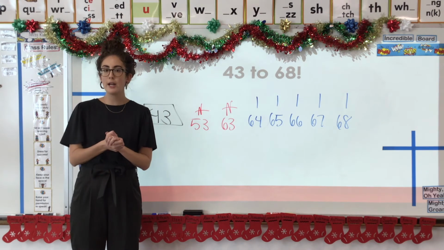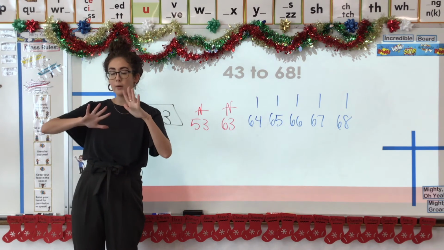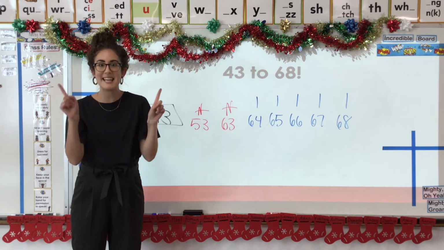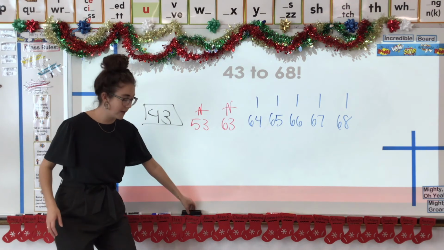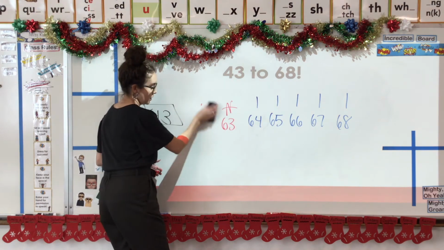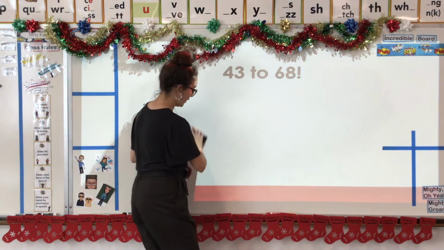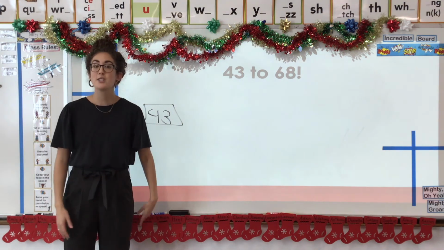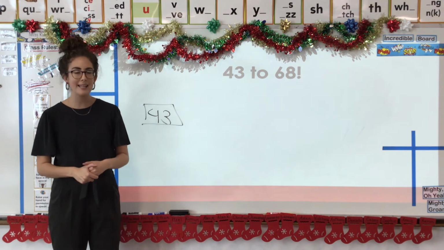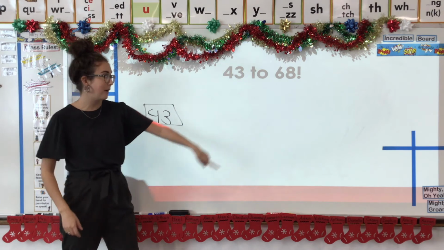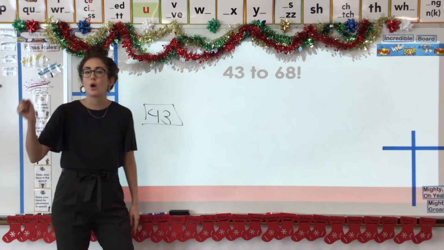So now we're going to try and reverse it on our own and start with ones instead. Okay, now I want us to all reset together. So erase your board, because we are going to try and reverse the process. So we just tried starting with tens, and now we're going to try and skip count to 68 starting with ones.